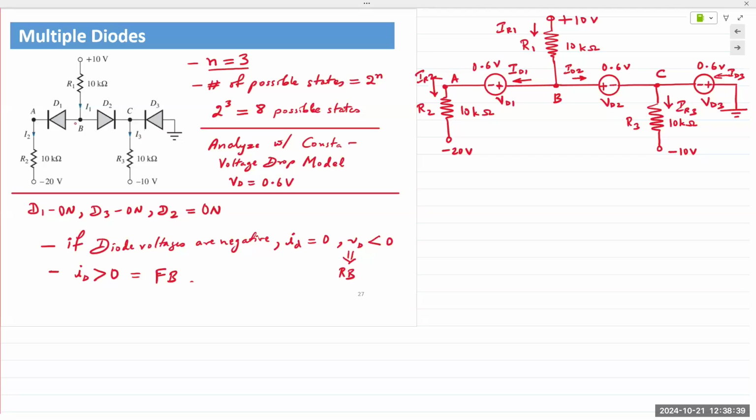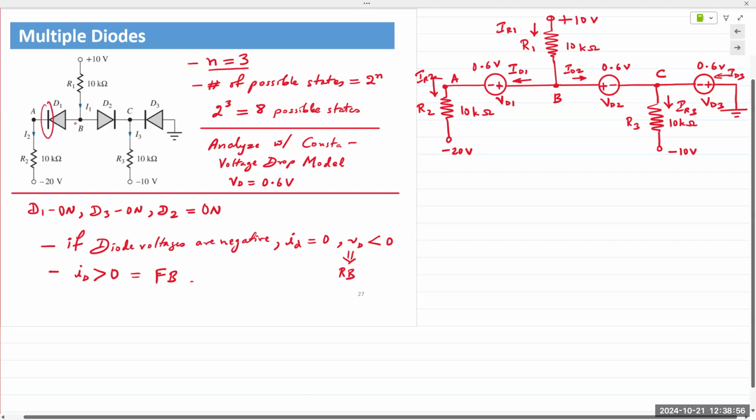Remember, our assumption is that our diodes are on. If they are on, then the diodes are dropping 0.6 volts across the anode with reference to the cathode. Now, D1 has a cathode towards the left, so the minus sign is on the left. D2 cathode is on the right, so the minus sign is on the right. And D3 cathode is on the left, so the minus sign is also on the left. And that's how we have drawn up our voltage sources that represent the three diodes.